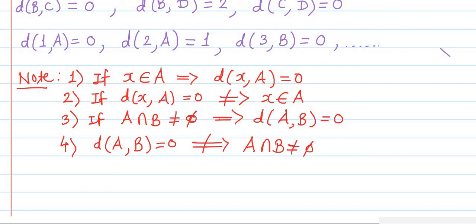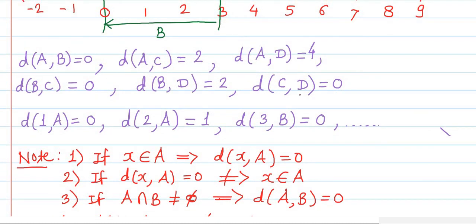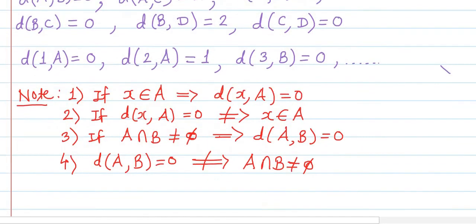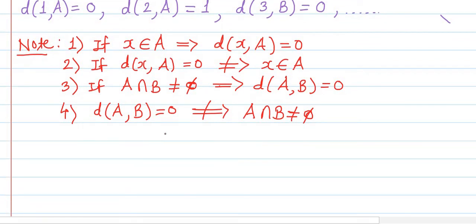So even though A intersection B is empty, we may have the distance between them as 0, which is clear from the example that we have discussed just now, as sets C and D were disjoint. They do not have any point in common, but the distance between sets C and D was equal to 0. So these are some important points that we have mentioned here. Now next one, we will consider one more example here.